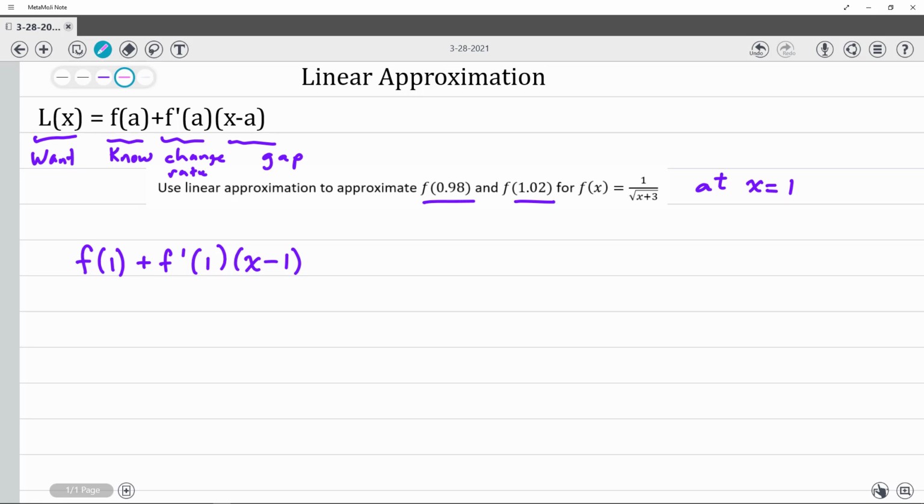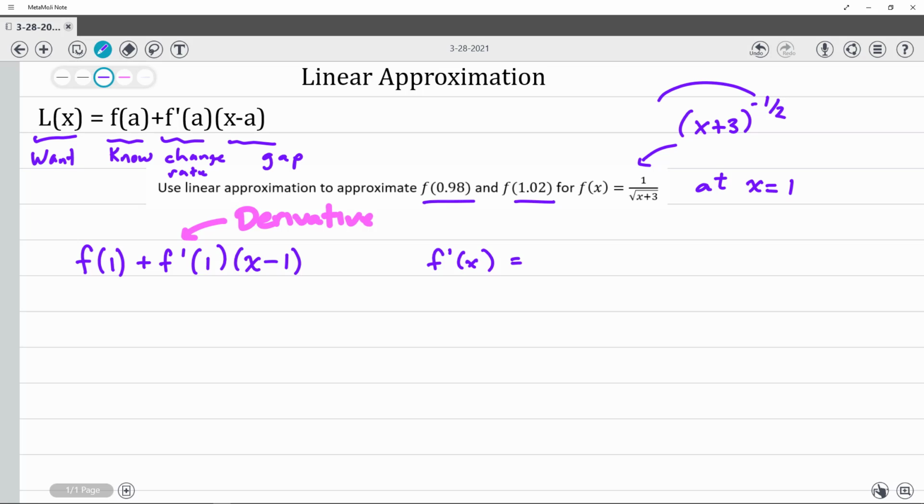All right, hopefully the first thing your eye looks at right there says, oh, I'm going to have to find a derivative. So maybe I should do that first. So let's do that first. So the derivative, I'm going to take this function and rewrite it as x plus 3 to the negative 1/2 power. Okay, it'll just make it easier to not have to use a quotient rule, so that I can use the chain rule.